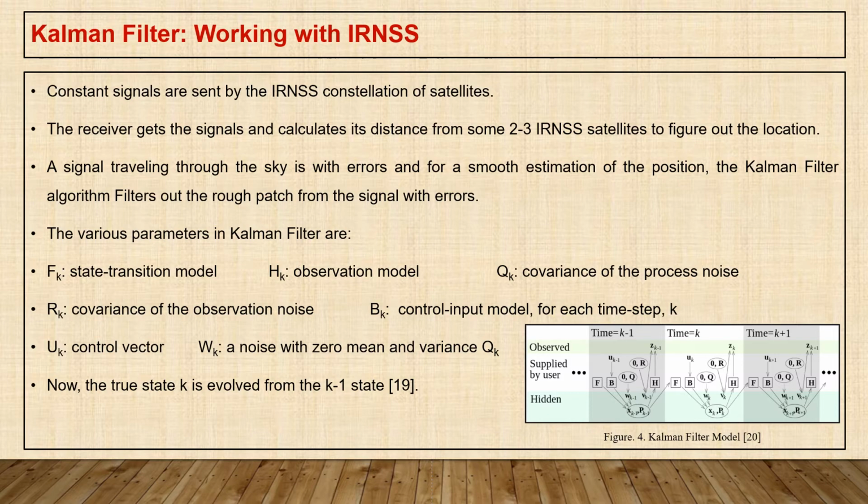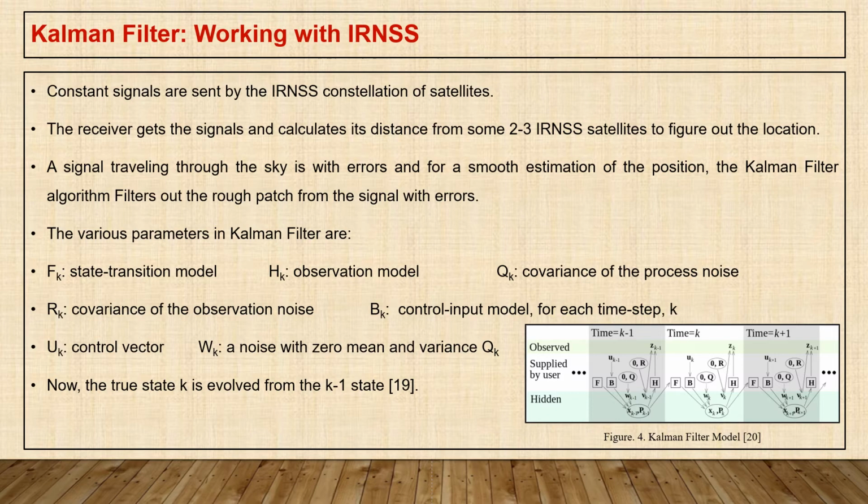There are various parameters involved in the Kalman filter, like the state transition model, the observation model, the concept of covariance, the control vector, etc. Here the true state K, that is the present state, is evolved from the previous state, that is the K minus 1 state. The general concept is that a signal travels through the sky and picks up some errors, and for a smooth estimation of the receiver position, it is very important to remove these errors.